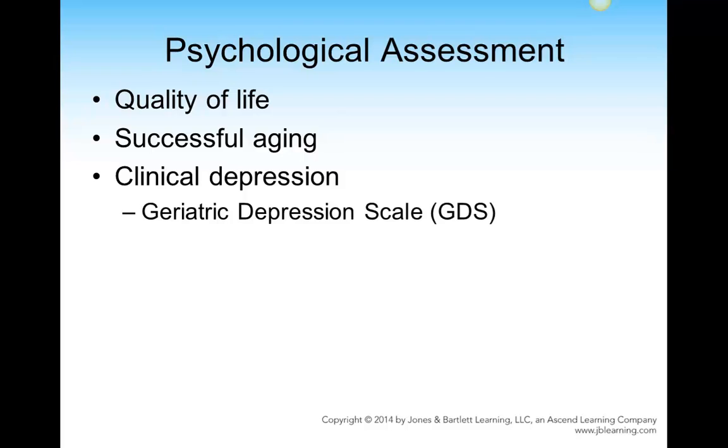For the psychological assessment, we look at quality of life indicators. How do they view successful aging, and are they aging successfully? The geriatric depression scale, we have a learning plan coming up that covers dementia, depression, and delirium. I do have that scale out there, and we'll be discussing the psychological component there.